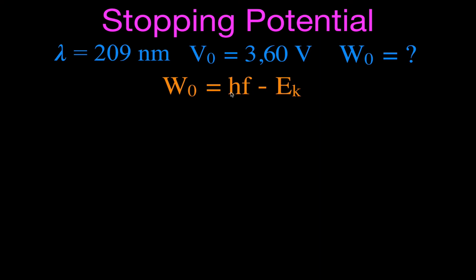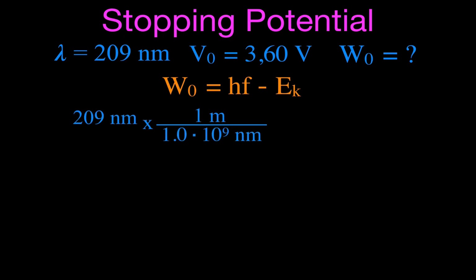Now, in order to do that, we have to calculate the energy. In order to do that, we have to calculate this in meters. We have to convert from nanometers, 209. We know that a nano is a billionth, so 1 meter is a billion nanometers. 209 divided by 1 times 10 to the ninth gives us a wavelength in meters of 2.09 times 10 to the minus 7 meters.